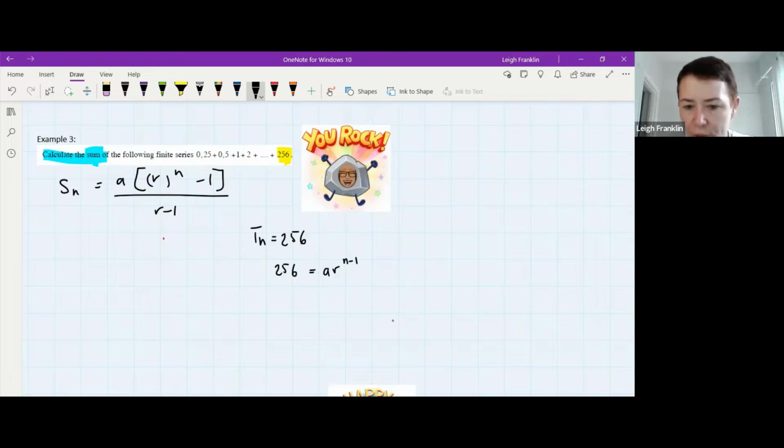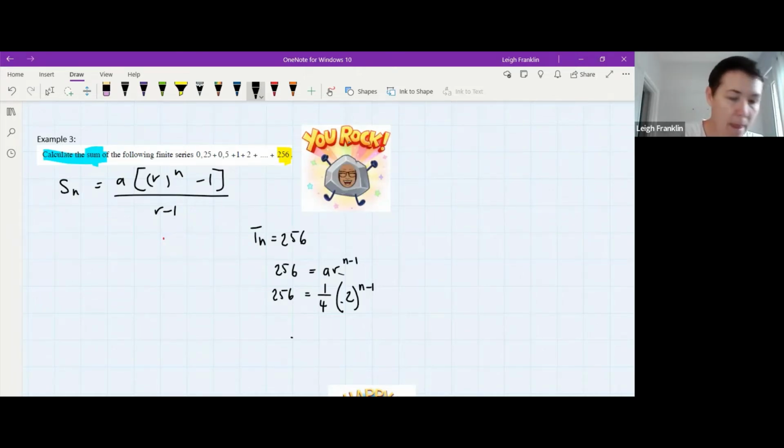What do I need to solve for first, Matrix? I'm going to solve for n. That's what I want. I want the number of terms in this series. So that means I need the a and I need the r. Do I know what a is? Yes, 0.25. Exactly. So I'm going to write that as a quarter. What's r equal to? 2. Perfect. To the n minus 1. Now we're back to where we were in the previous lesson. What do I need to do to both sides of the equation?